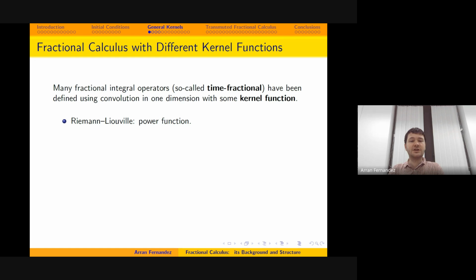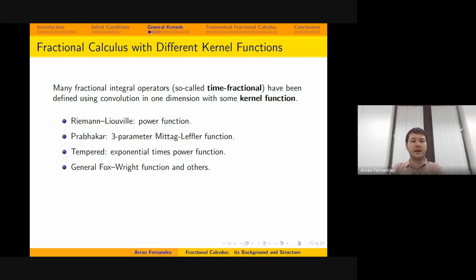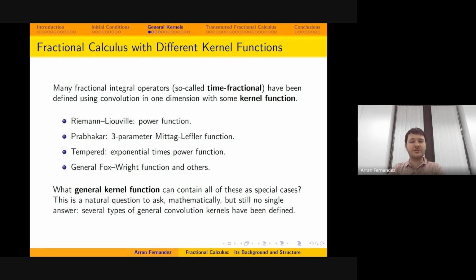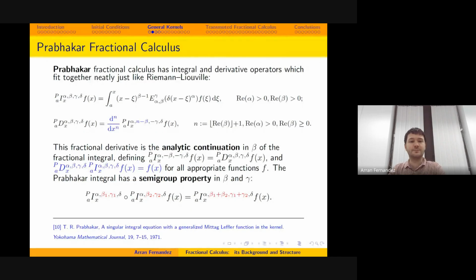And many of these are defined by convolution with some kernel function. For example, we've already seen Riemann-Liouville. There are many other examples with different types of kernel functions. Is there a general kernel function that can contain all of these as special cases? There is no single agreed upon answer to this. There are different convolution kernels that have been defined, not only different individual functions, but different general classes.